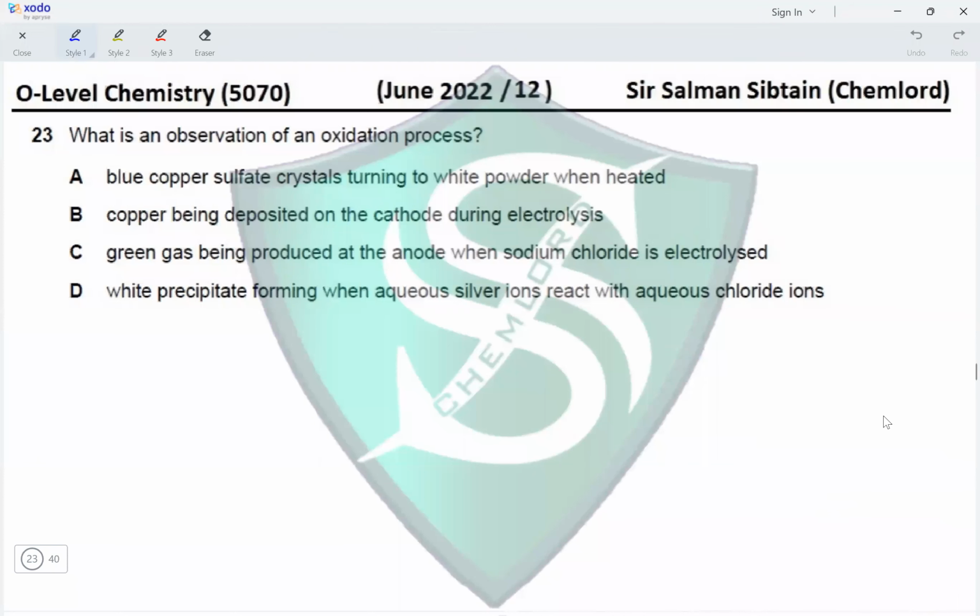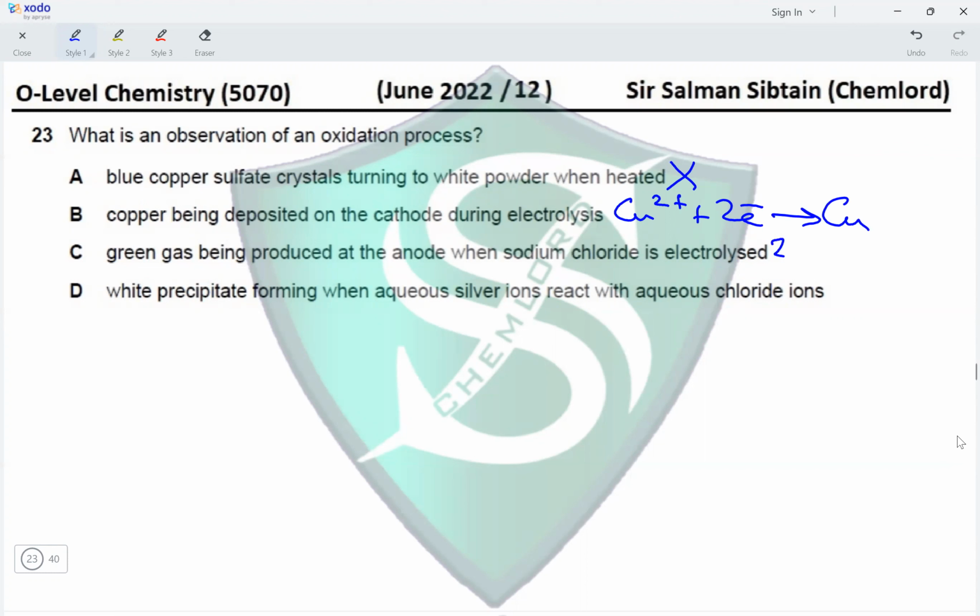Question 23. What is an observation of an oxidation process? Okay, blue copper sulfate crystals turn to white powder when heated. No, when you heat blue crystals of copper sulfate, they lose water, and the white powder is anhydrous copper sulfate. B. Copper being deposited on the cathode during electrolysis. Copper is deposited when copper ions accept electrons to form atoms of copper. This is reduction.